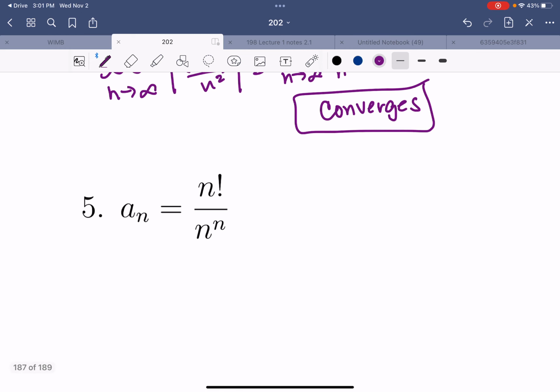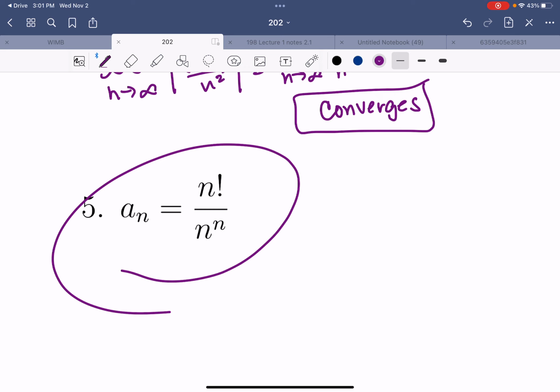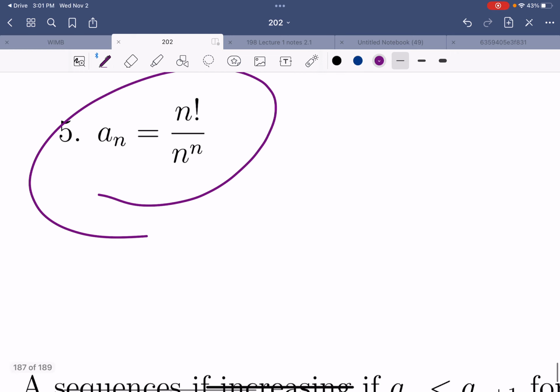All right, this one gets a little bit tricky. We're going to leave that one for discussion for another day. But essentially what you want to think about is, what are the terms here? So 1 factorial is 1. 1 to the 1 is 1. 2 factorial is 2, and then you get 2 squared, which is 4. The top is going to be 3, and then 3 cubed is 27.